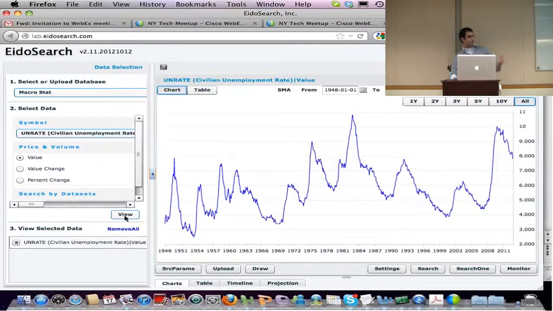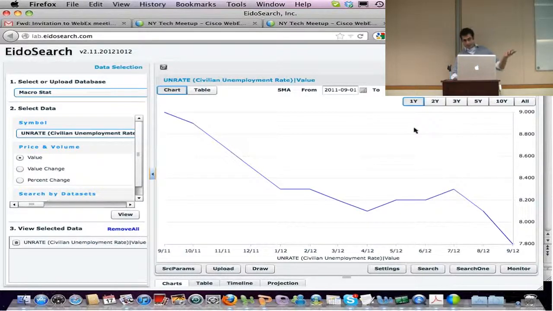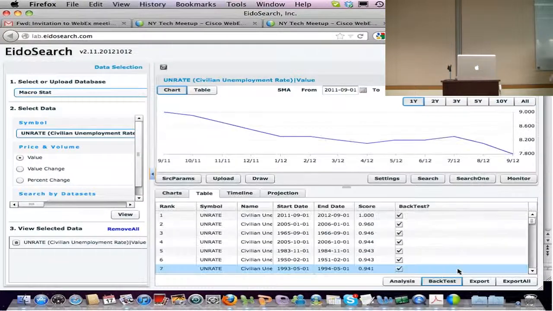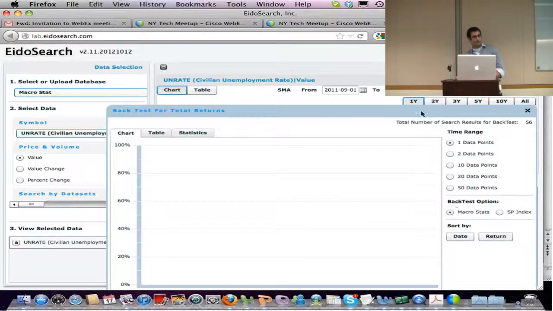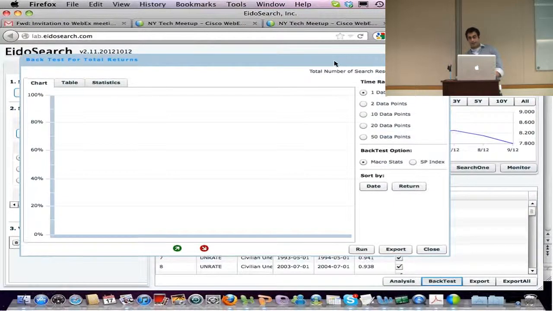Okay, here's the rate of unemployment. It's been declining over the last year or so, and then rising a bit. I click search 1. In this case, you just look back along the curve and test what tends to happen to the market next after these periods of unemployment, of declining rate in unemployment.